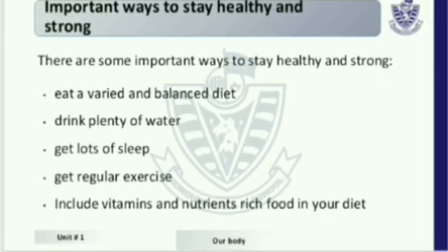There are some important ways to stay healthy and strong. Eat a varied diet, drink plenty of water, get lots of sleep, get regular exercise, include vitamin and nutrient-rich food in your diet.